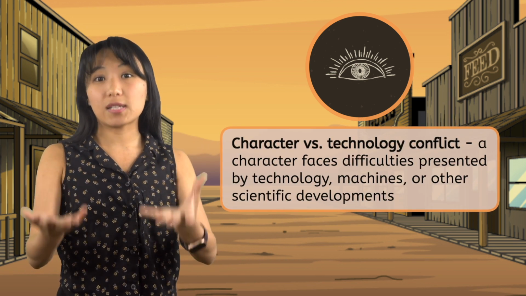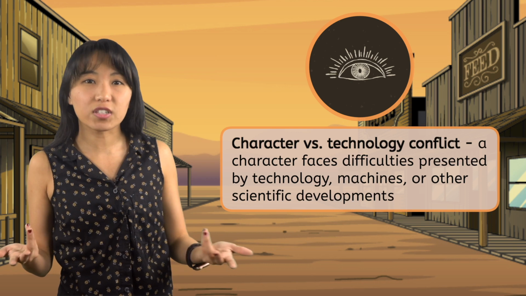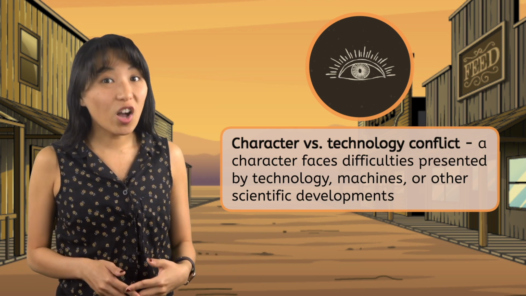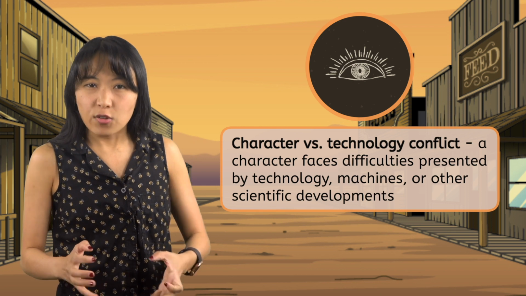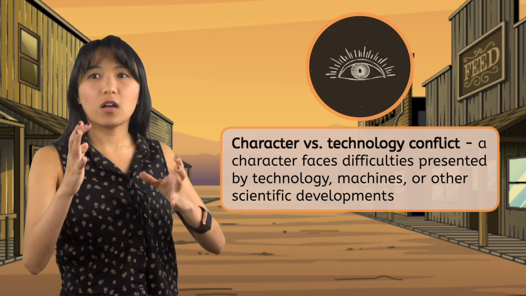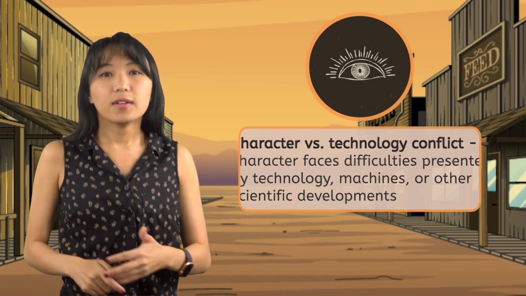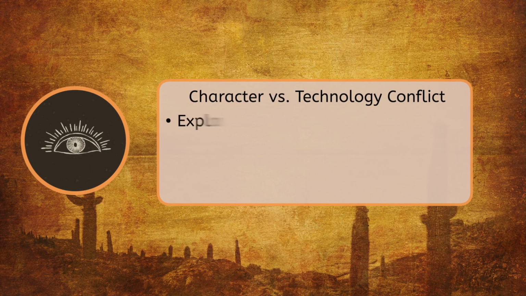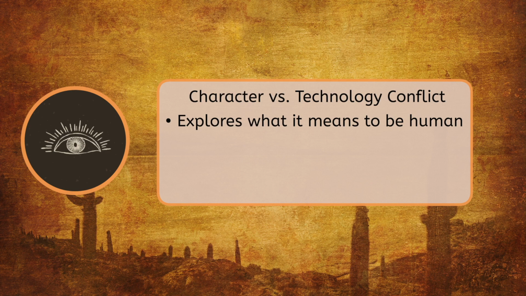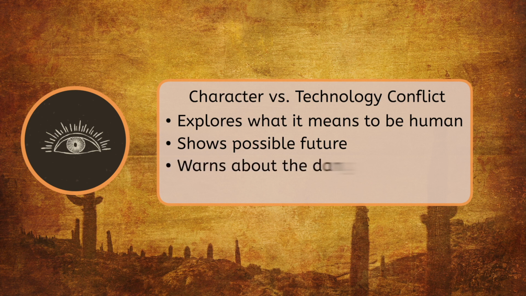Yup! This is a character versus technology conflict, which is when a character faces difficulties presented by technology, machines, or other scientific developments. Oftentimes, the once helpful technology has turned evil and risen up against humanity. Not Mia, of course. This conflict leads us to think about some serious topics. Like what? Well, like what it really means to be a human rather than a machine, and what the future of AI, robots, and other technology might look like. Will they help us or harm us?